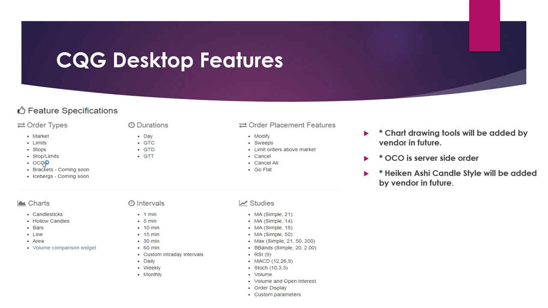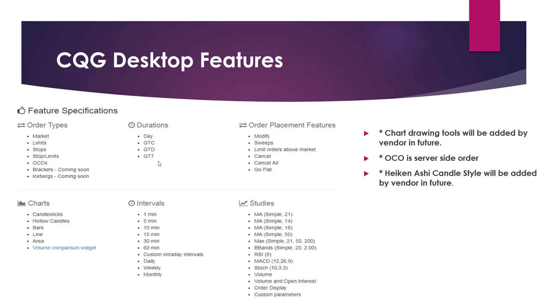These are all the CQG Desktop features, specifications of orders. The most important thing is OCO. And this OCO is a server-side order, so it is very good. You can place an order and log out or leave it. OCO is a one-cancels-others order. If it hits the target price, it will automatically cancel the stop loss, or if it hits the stop loss, it will automatically cancel the target price.